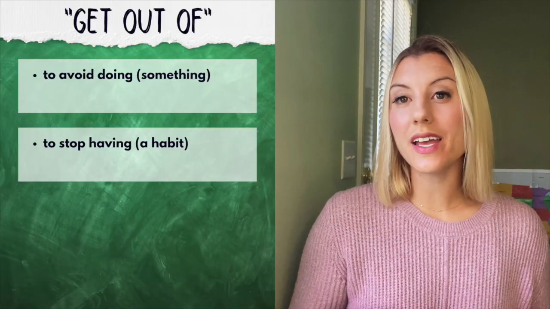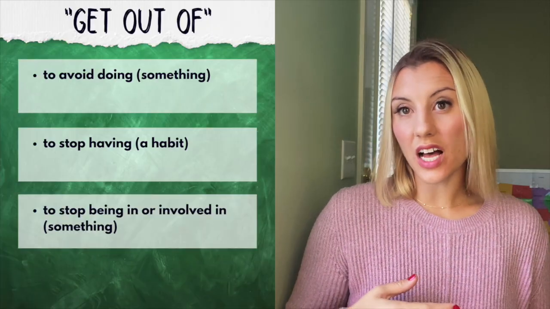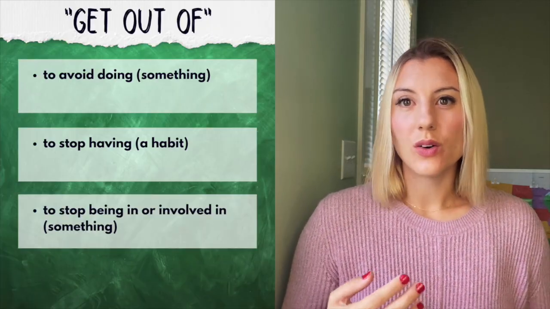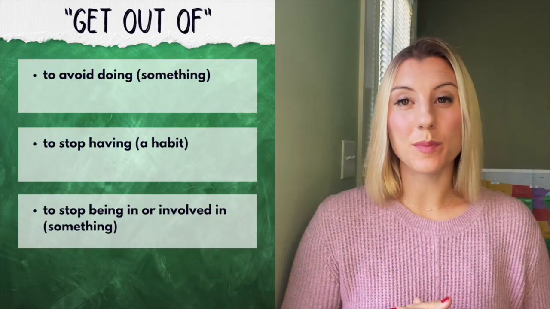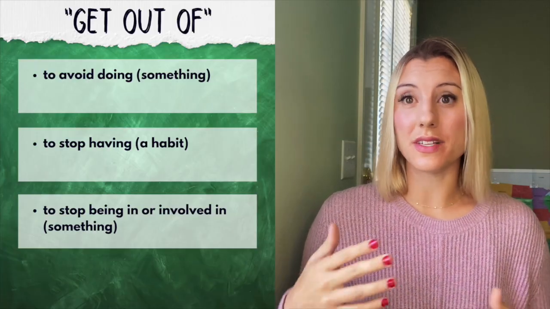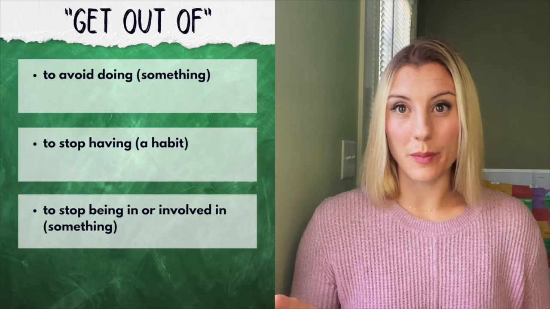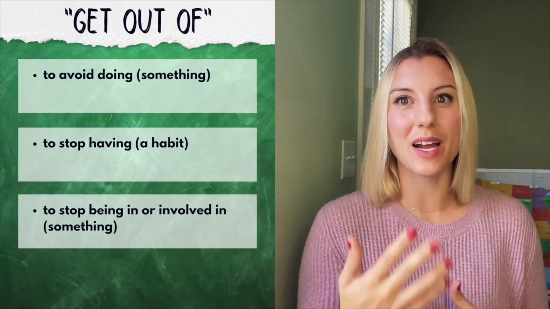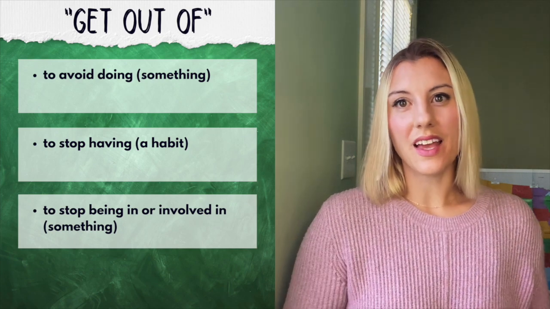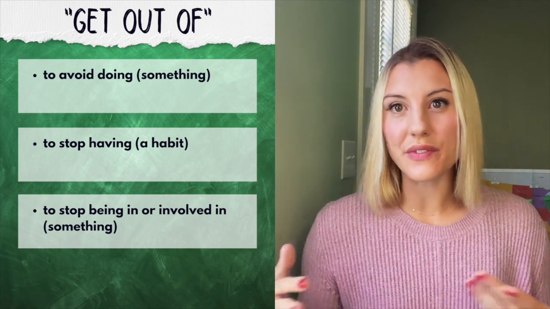And a slightly different use of this phrasal verb, rather than getting out of a habit, is to get out of a club or get out of a school or get out of a job. You could say something like, I've gotten out of the business of cars, or I've gotten out of the restaurant business. This means that you have stopped being involved with that. And maybe you are starting a new career if you say this.